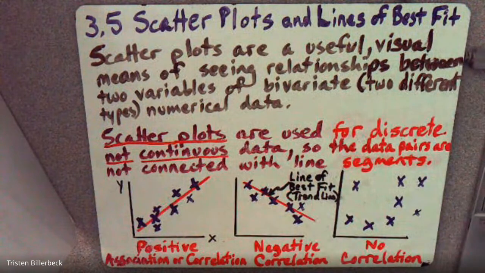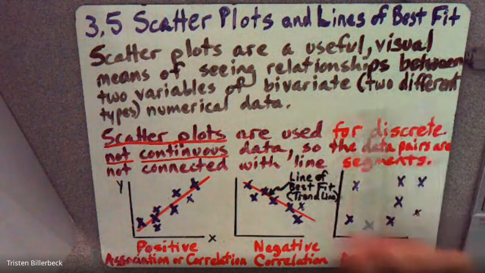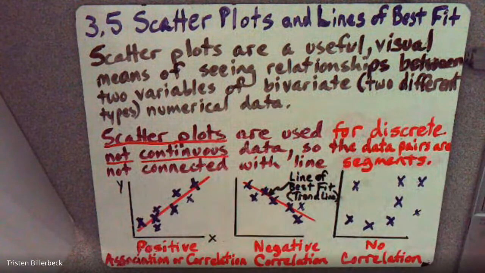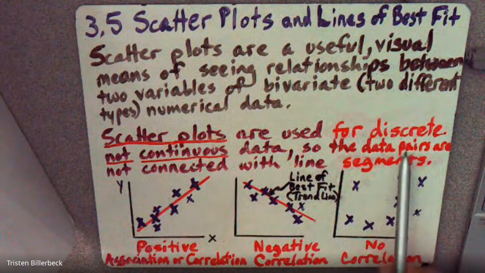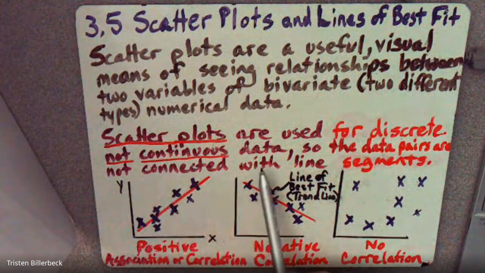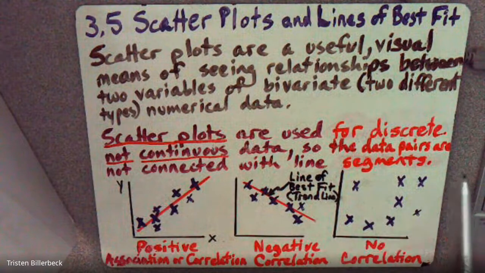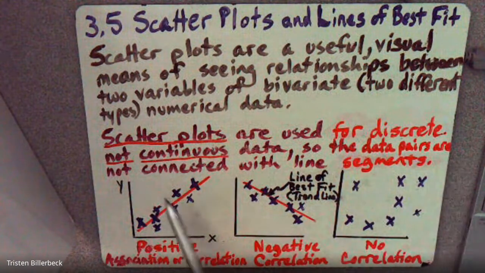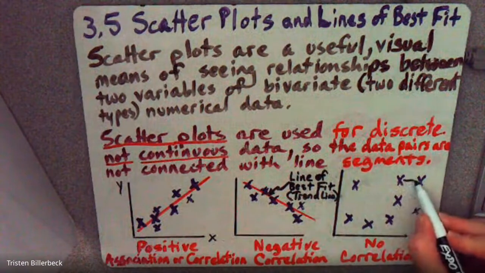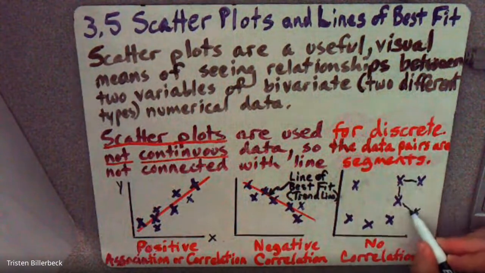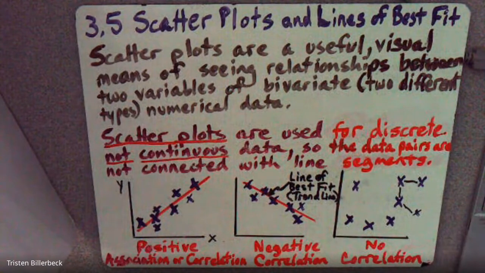Scatter plots are a useful visual means of seeing relationships between two variables, or bivariate data, that means two different types of numerical data. Scatter plots are used for discrete, not continuous data, so the data pairs are not connected with line segments. What that means is we wouldn't be putting little line segments between all these, okay? That just wouldn't make sense.